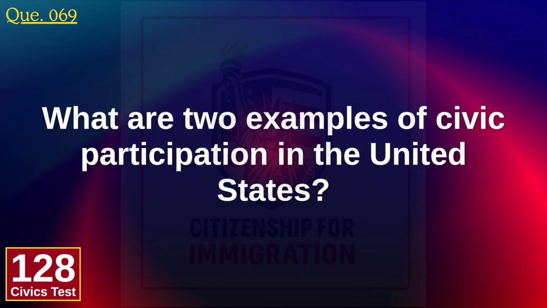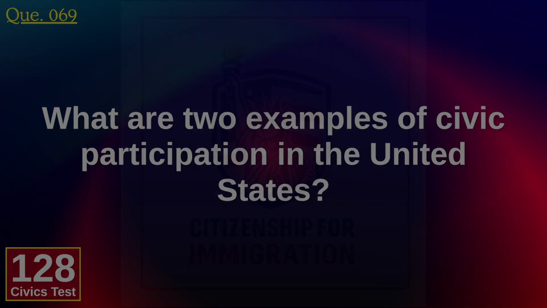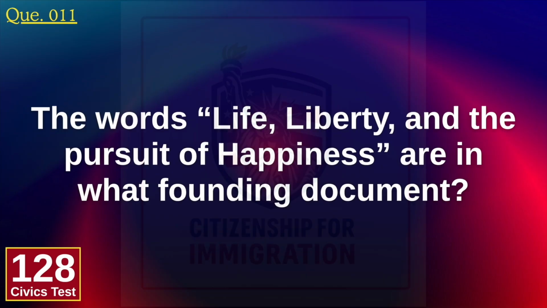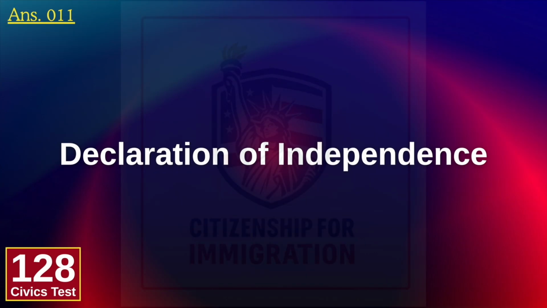What are 2 examples of civic participation in the United States? Vote. Join a political party. The words life, liberty, and the pursuit of happiness are in what founding document? Declaration of Independence.